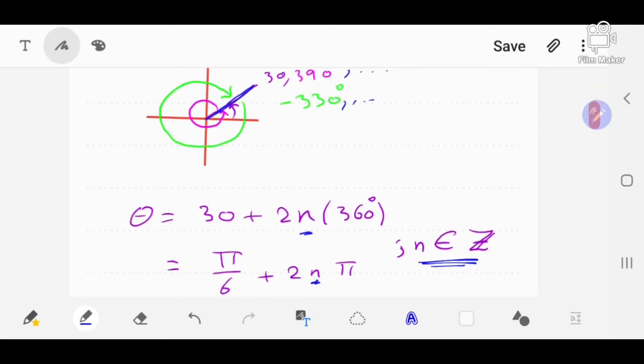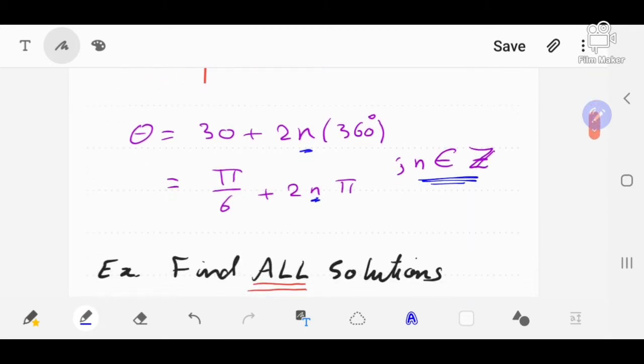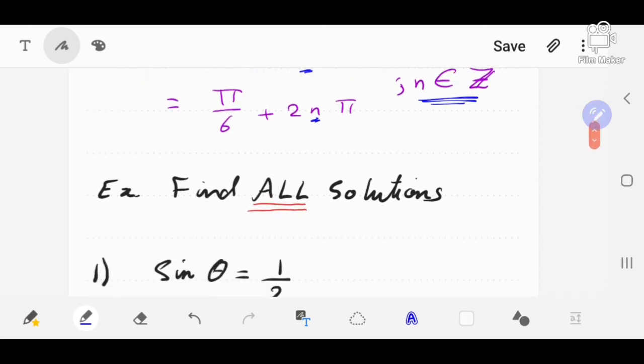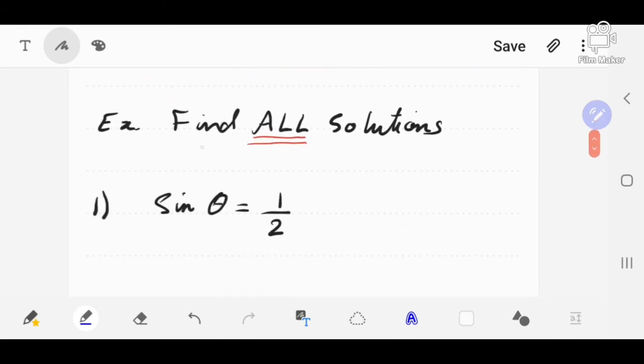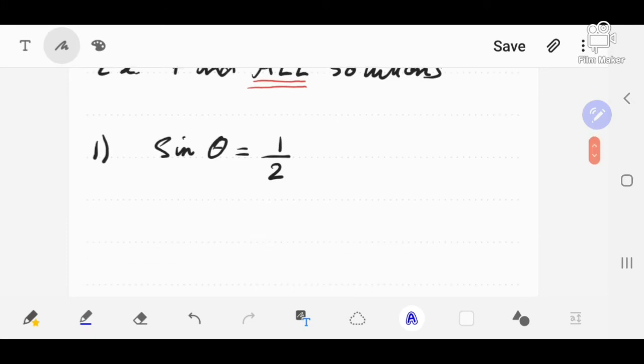Now, if you recall all this information, you will be able to solve trigonometric equations. Let's have a look at this. Find all solutions. It says find all solutions. So you have to find all the values of theta that make this equation true. Now, let's have a look at this. Sine theta equals half. What's the first thing that I have to look at? I have to look at the sign. Is it positive or negative?